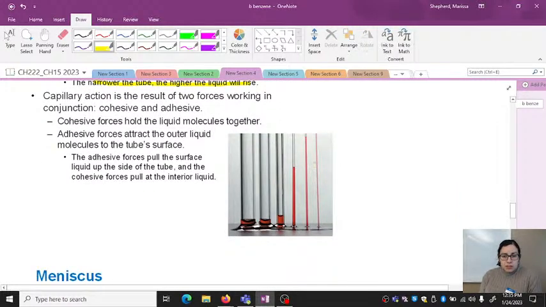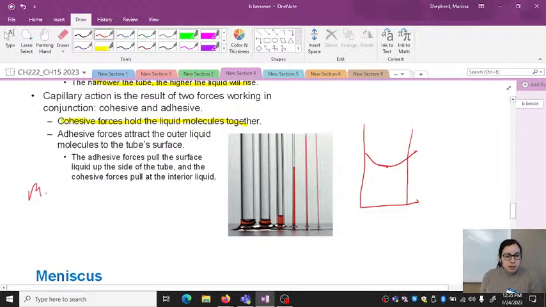And so here's a quick comparison with the narrow tubes. You have both cohesive and adhesive forces. Cohesive forces hold the liquid molecules together, and we usually see that with water, how it's always held together. So that's why it makes that meniscus, and you would read at the bottom of the meniscus for water. And then you also have adhesive forces, which attract the outer liquid molecules to the tube surface. Those adhesive forces pull the surface of the liquid up the sides of the tube.